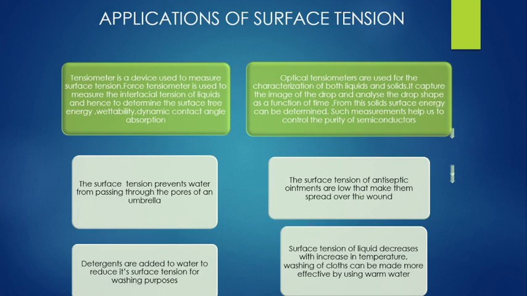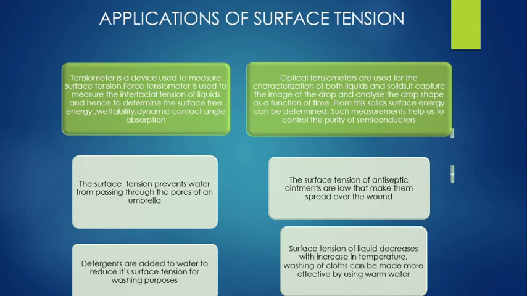So the next is the optical tensiometer. Optical tensiometers are used for the characterization of both liquids and solids. That is, it captures the image of a drop and analyzes the drop shape as a function of time. From this, solid surface energy can be determined. Such measurements help us to control the purity of semiconductors.